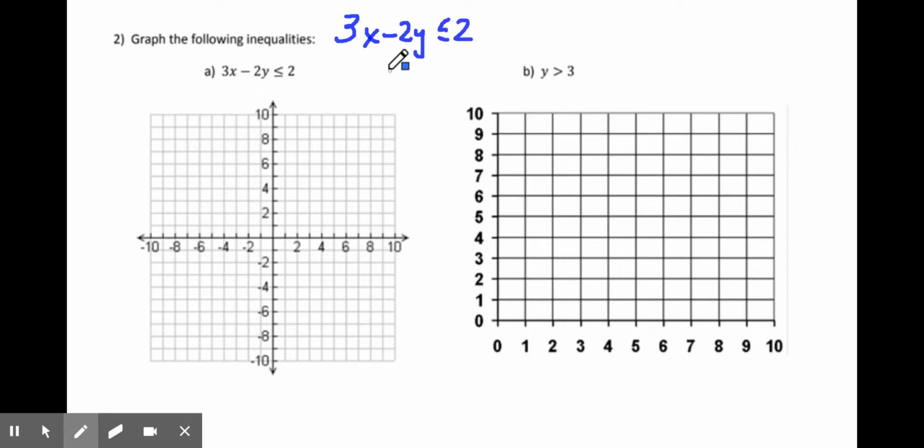So first thing we want to do is solve for y. We want to put it in slope-intercept form. So we have a positive 3x. Let's subtract it and move it to the other side. So now we have negative 2y is less than or equal to 2 minus 3x. And then we're going to divide everybody by negative 2.